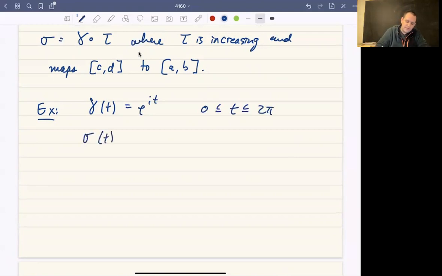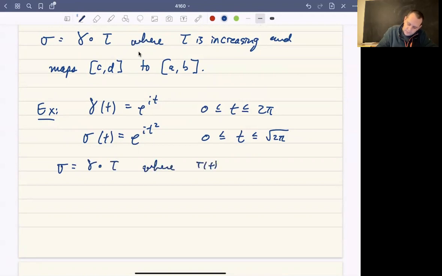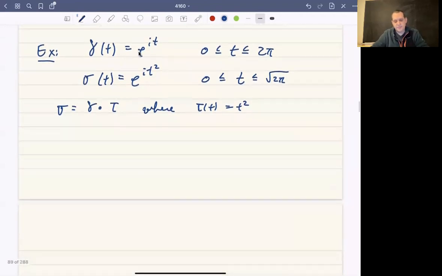So here we're talking about a parameterization of the unit circle. Then sigma of t, if we take this to be, say, e to the i t squared, where instead of being between 0 and 2 pi, t is between 0 and the square root of 2 pi. These are going to describe the same curve. Gamma is equal to sigma composed with tau, where tau is t squared. That's an increasing function, and therefore sigma is a reparameterization of gamma. That's really all we mean when we say reparameterization: we're parameterizing the same curve, and thinking of sigma as gamma composed with tau, where tau is increasing.